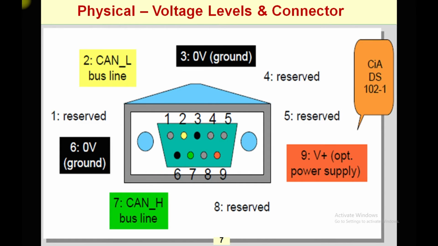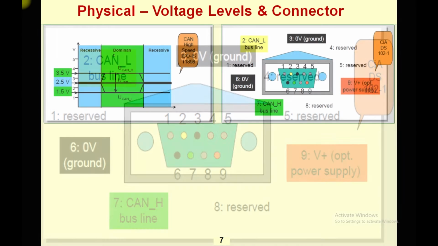So this is the CAN connector, which uses a 9-pin D-type connector, where the CAN low pin is the 2nd pin and the CAN high pin is the 7th pin, and the 3rd pin and the 6th pin are ground pins. If necessary, the power supply to the CAN bus is given through the 9th pin, as we see here. The remaining pins are reserved for future use.